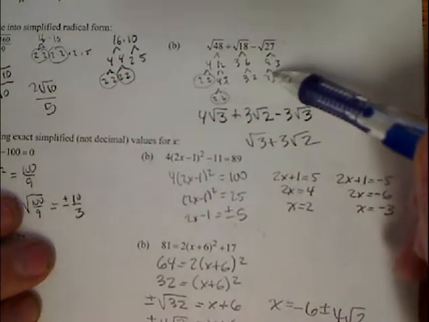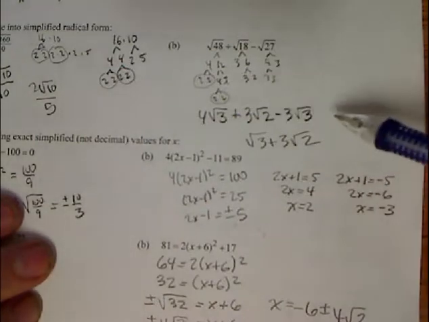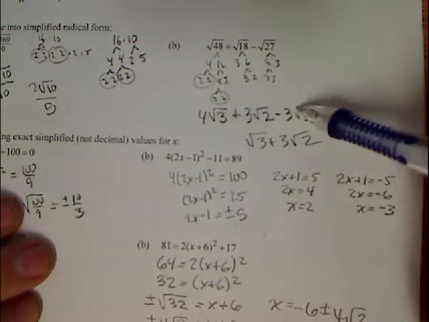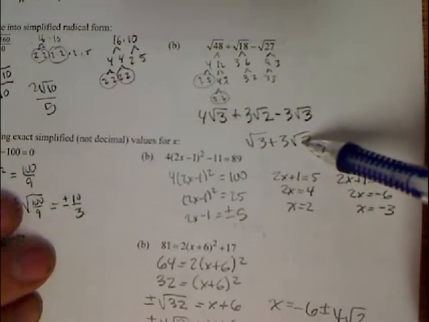Or break it down and find your pairs. Now when I'm combining them, they have to match. It's kind of like adding x's and y's. So 4 root 3 minus 3 root 3 gives me 1 root 3, and then I just have the 3 root 2.